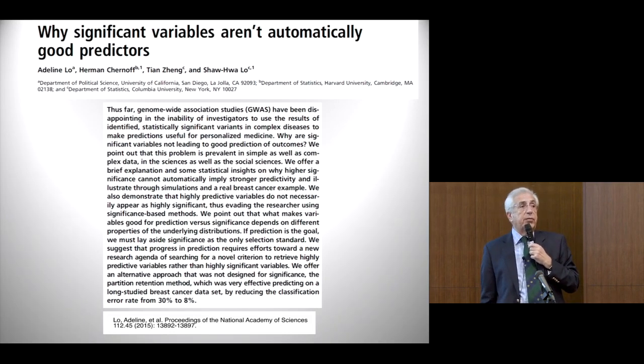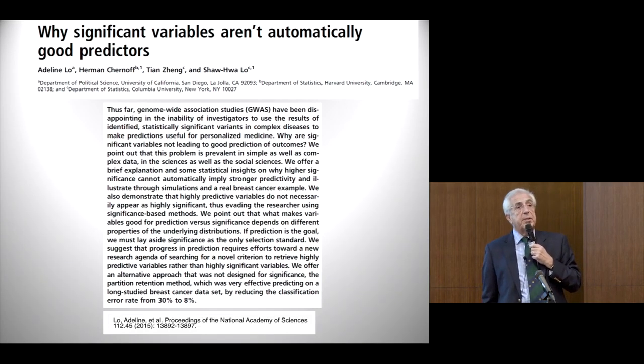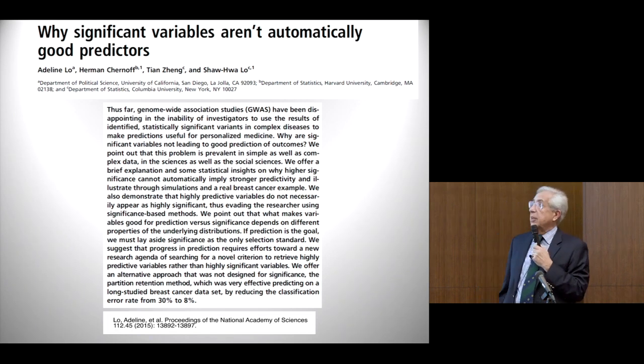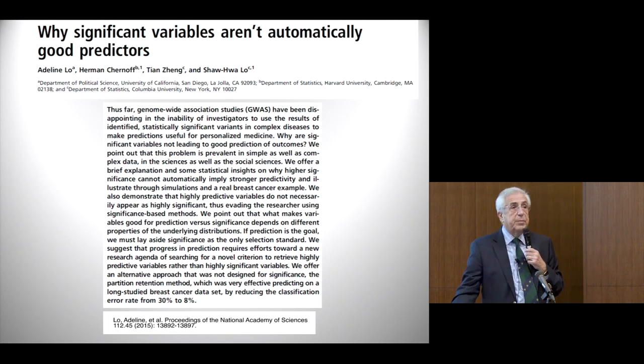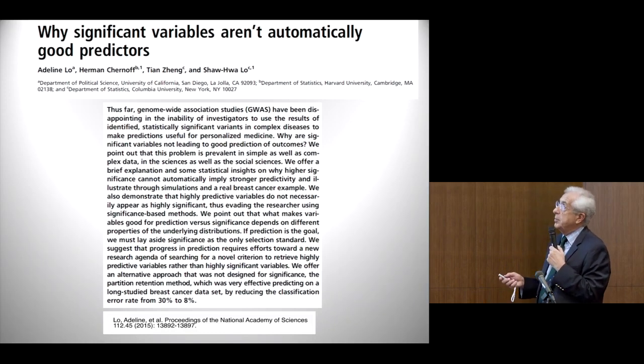Sometimes statistical significance leads to better predictions, sometimes it doesn't, and sometimes predictions are better using things that are not statistically significant. This is something that we know quite well in animal and plant breeding, but perhaps was not that well known to other scientists.